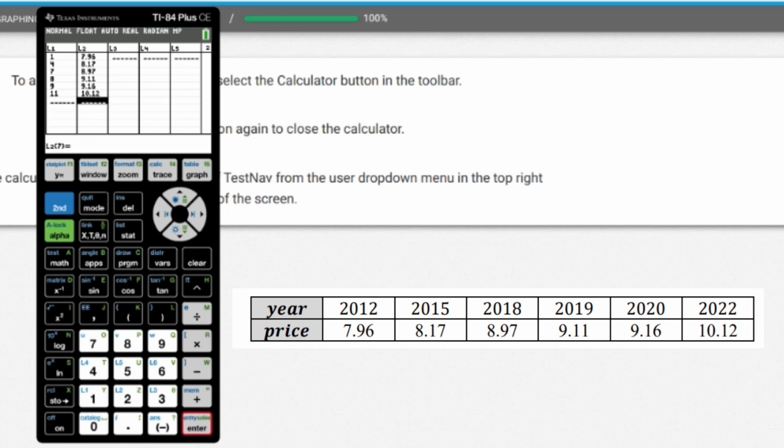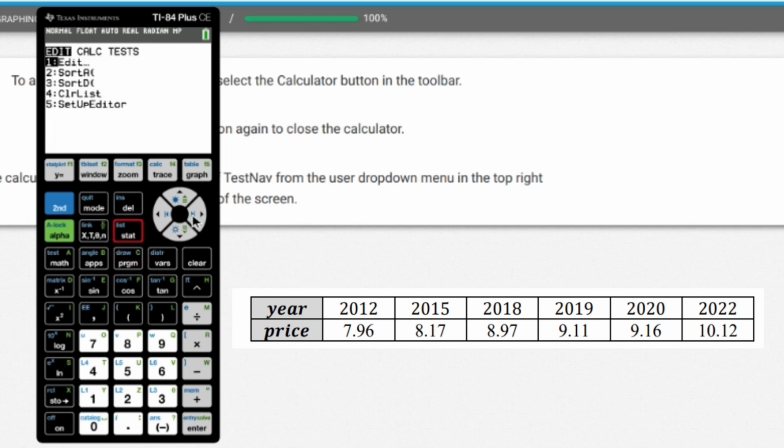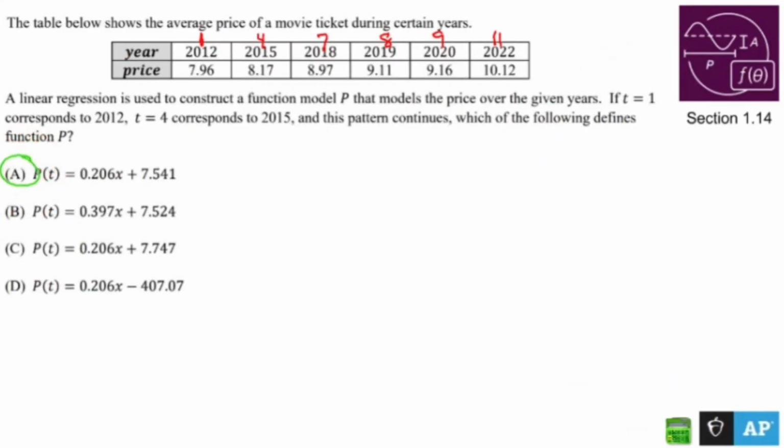This problem is asking us to find linear regression. So let's go to stat. Let's go to calc. Let's hit 4. I don't need this equation again, so I'll just hit enter, not need to store it. And I end up with 0.206x plus 7.540 or 7.541, which appears to be A according to our problem. Okay, it's A. Thanks for watching. Bye.